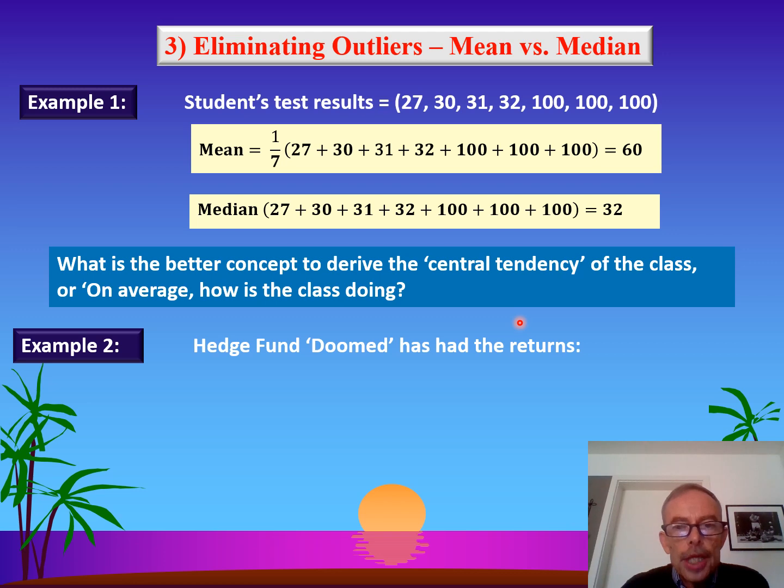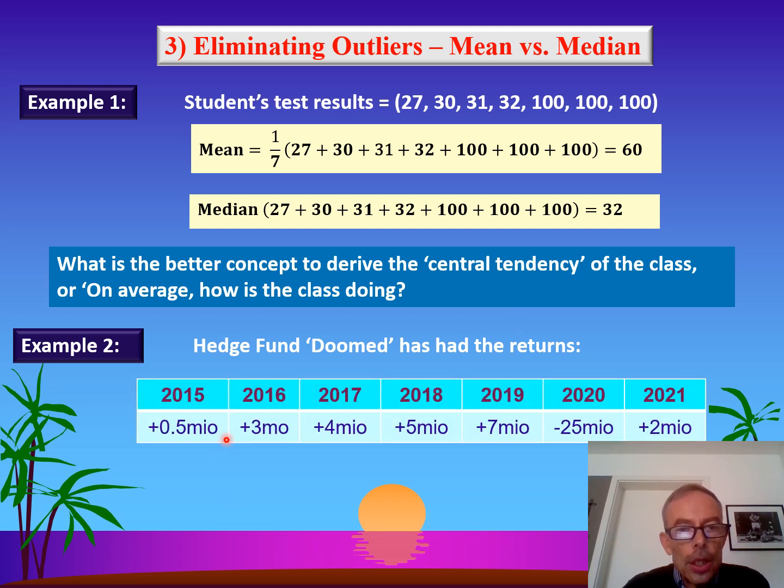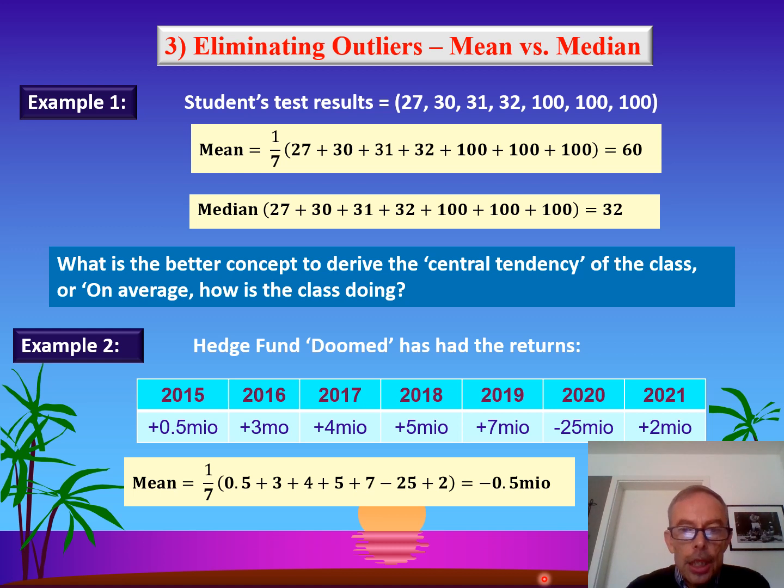Okay, I have another example here. Hedge fund Doomed has the following returns. Okay, so in 2015 it made $500,000, in 2016 it made $3 million, and so on, and we have a big outlier here in 2020. Okay, if we calculate the mean, we get that an investor who has invested in this hedge fund starting in 2015 until 2021, on average each year, so per year, loses $500,000. Okay, and that is a reasonable, a credible number.